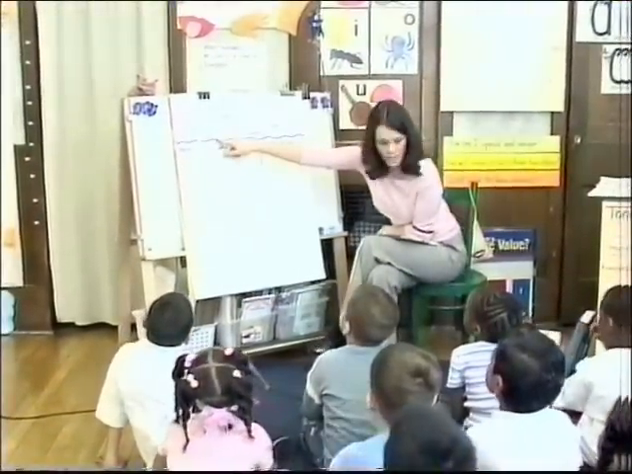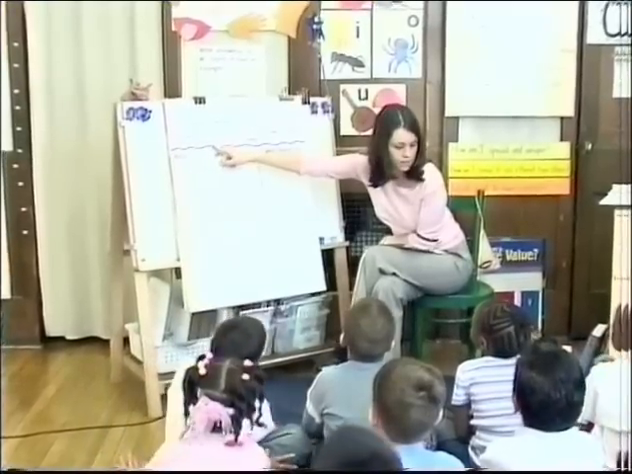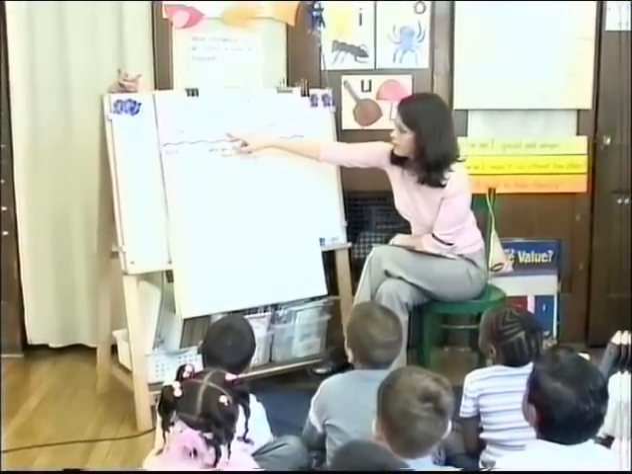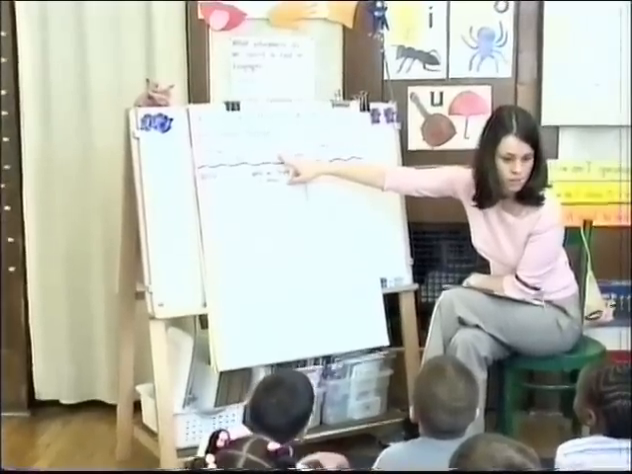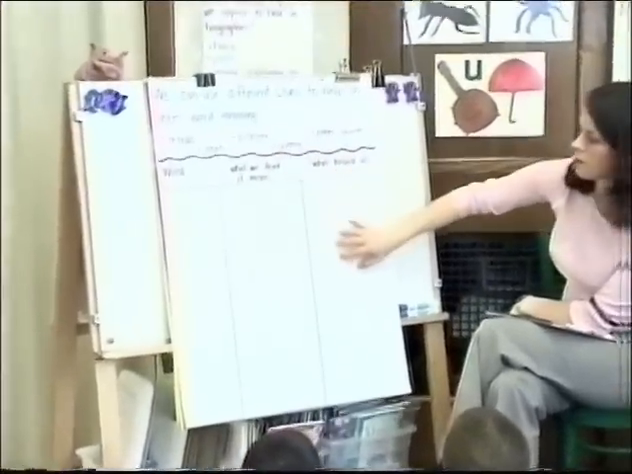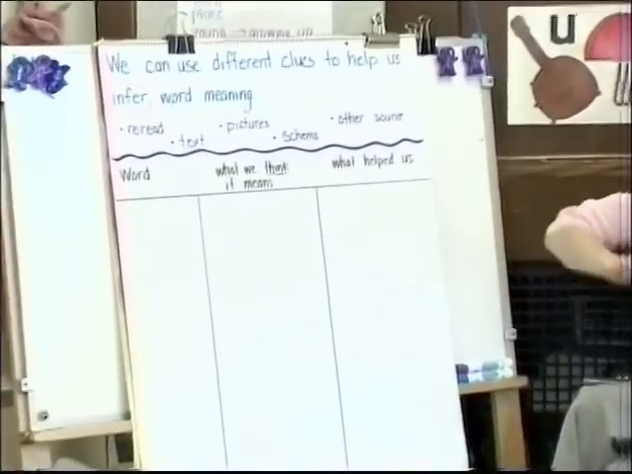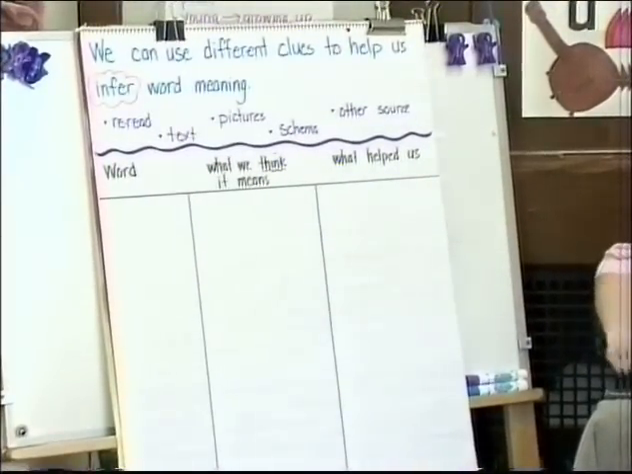We can also use the text. Sometimes if we read on, we can get some clues from the text. We can get some clues from the pictures. And I put the word pictures instead of illustrations because when we write down what helped us, if we just put an I, we'll think that's inferring because we know we use I for infer.